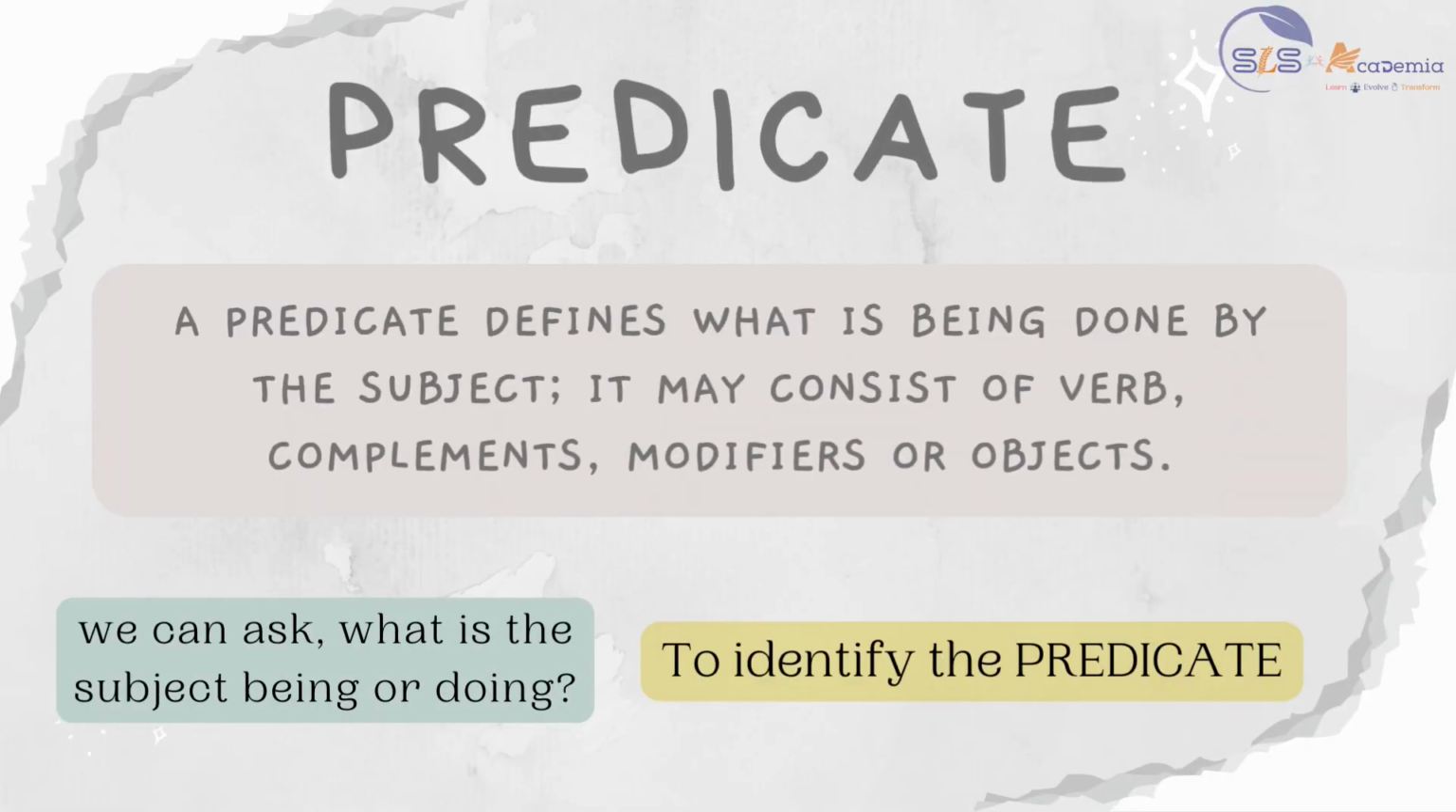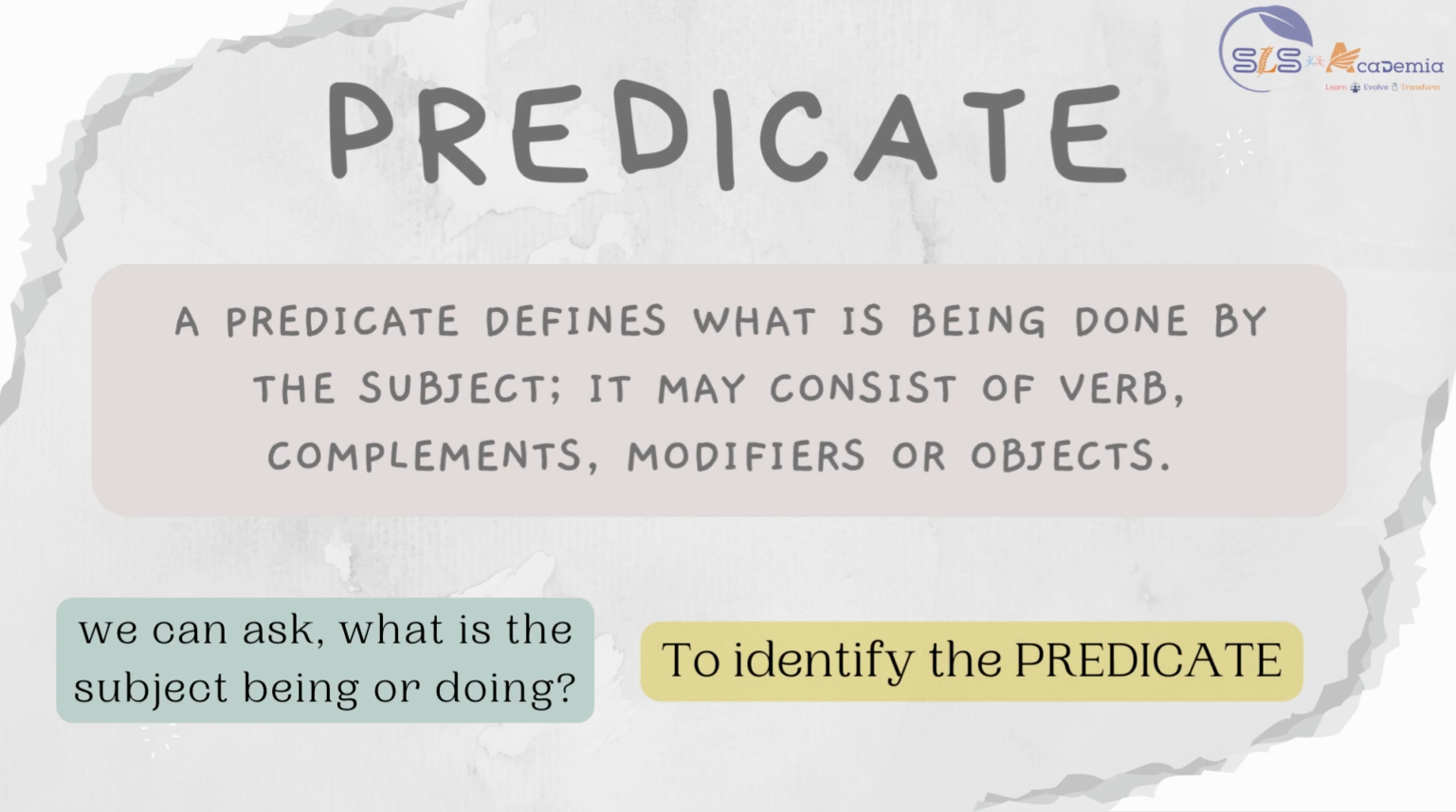As we discussed earlier about the predicate, a predicate defines what is being done by the subject. It may consist of a verb, complements, modifiers, or objects. Don't worry, we will learn what these terms mean later in this class. In simple words, a predicate is the part of a sentence which consists of everything except the subject. To identify the predicate, we can ask the question, what is the subject being or what is the subject doing?